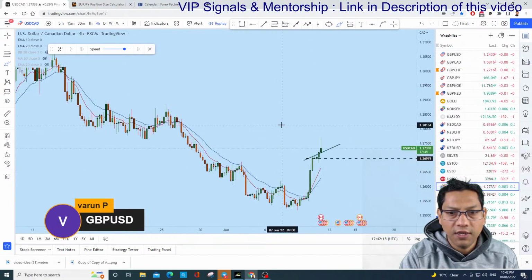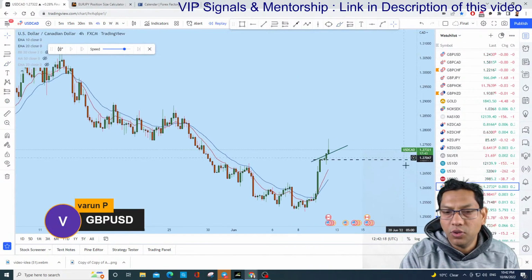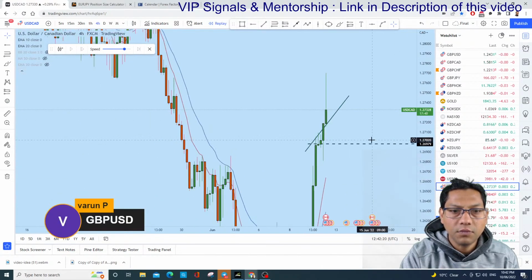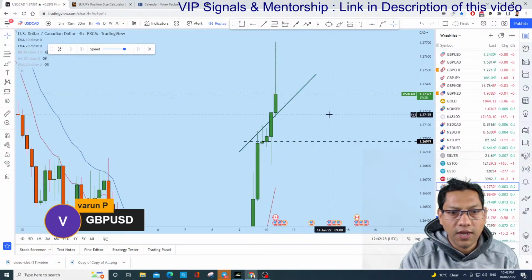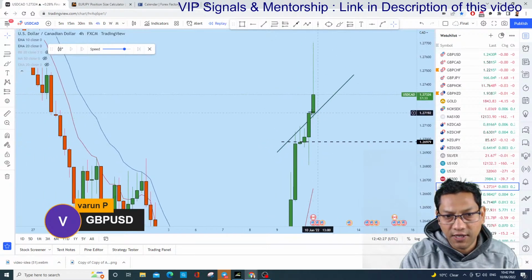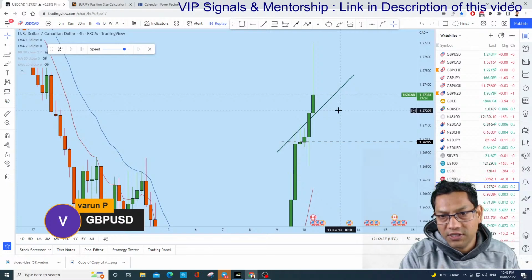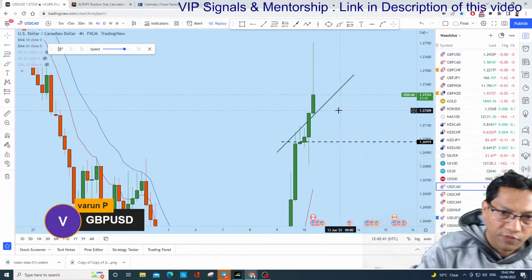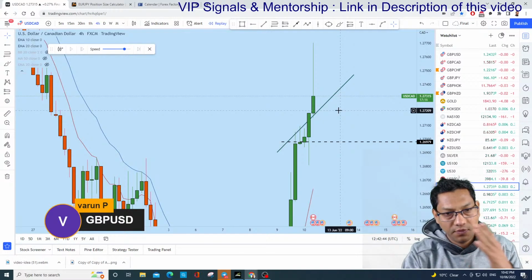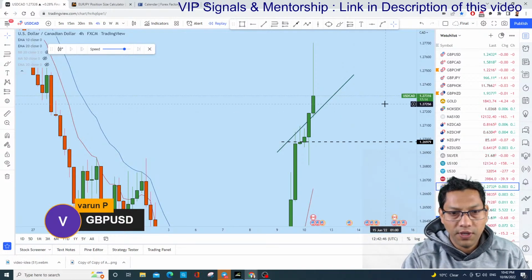Okay, USD CAD, as I told you, let's come back to USD CAD again. So as I told you, I think this 4-hour candle on USD CAD might close as a shooting star. And if it closes as a shooting star, we might see a candle close at 1.27 around 20. So if this is the case, then we will be going long on USD CAD.